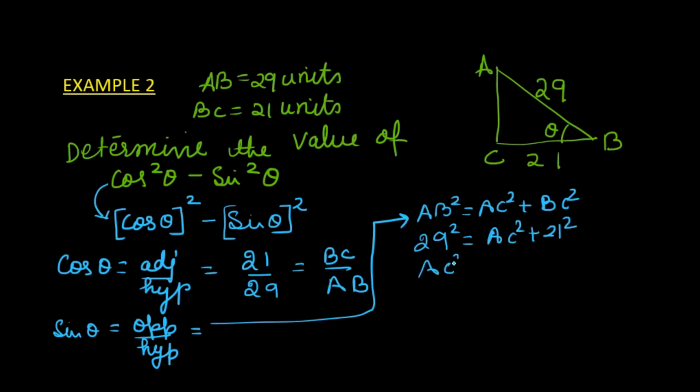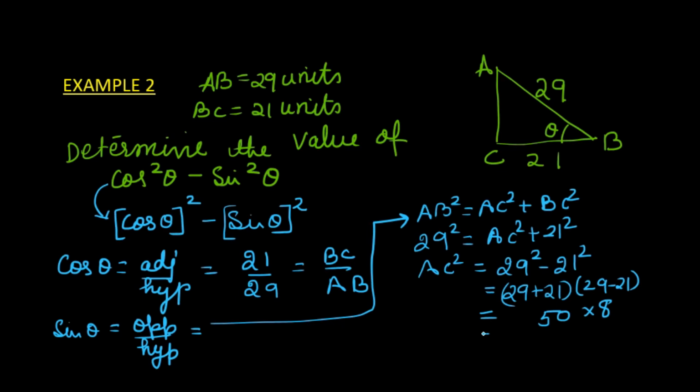So we get AC square as 29 square minus 21 square, which we can solve by applying a square minus b square equals a plus b into a minus b. 29 minus 21 is 8 and 29 plus 21 is 50. So we get AC square as 400 and AC as square root of 400, which is 20. So what is our sin theta here? We have found AC as 20, so sin theta is 20 over 29.